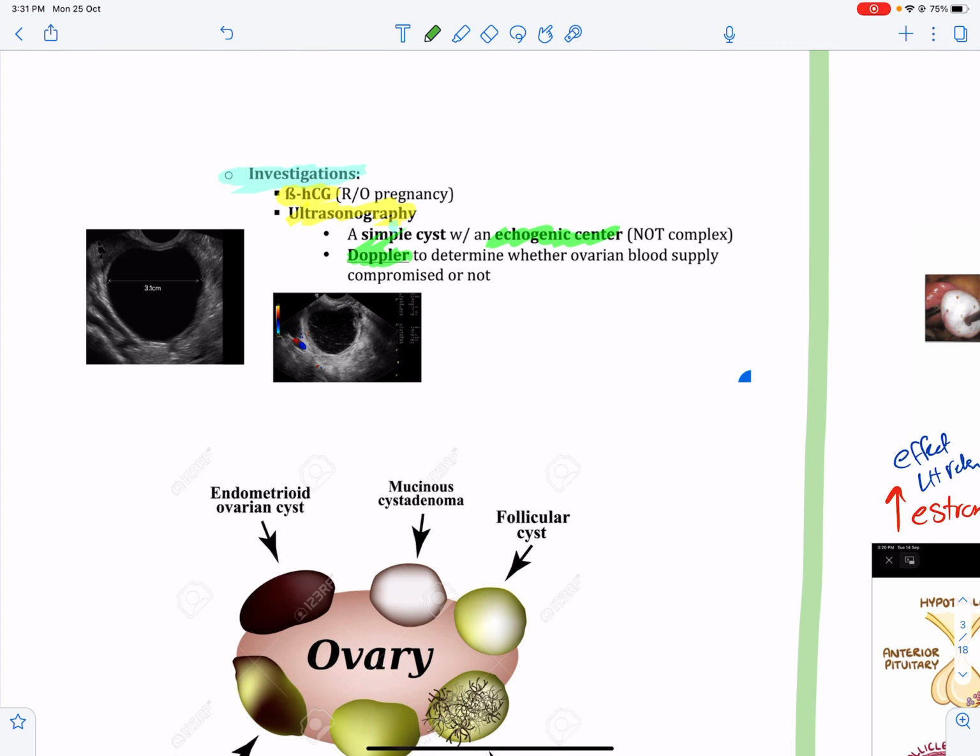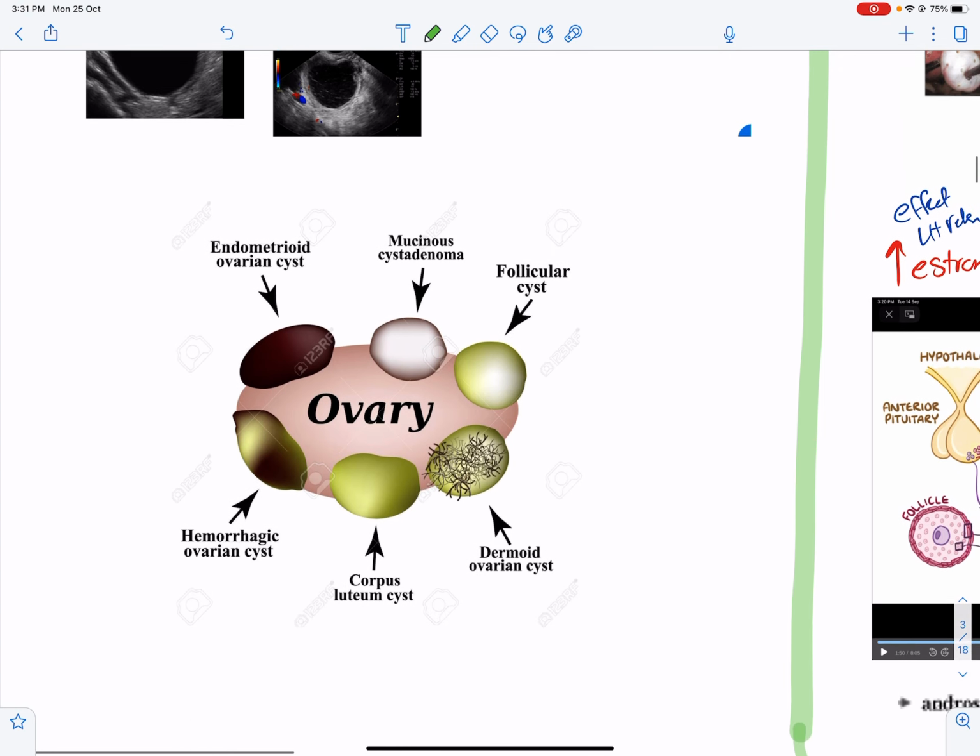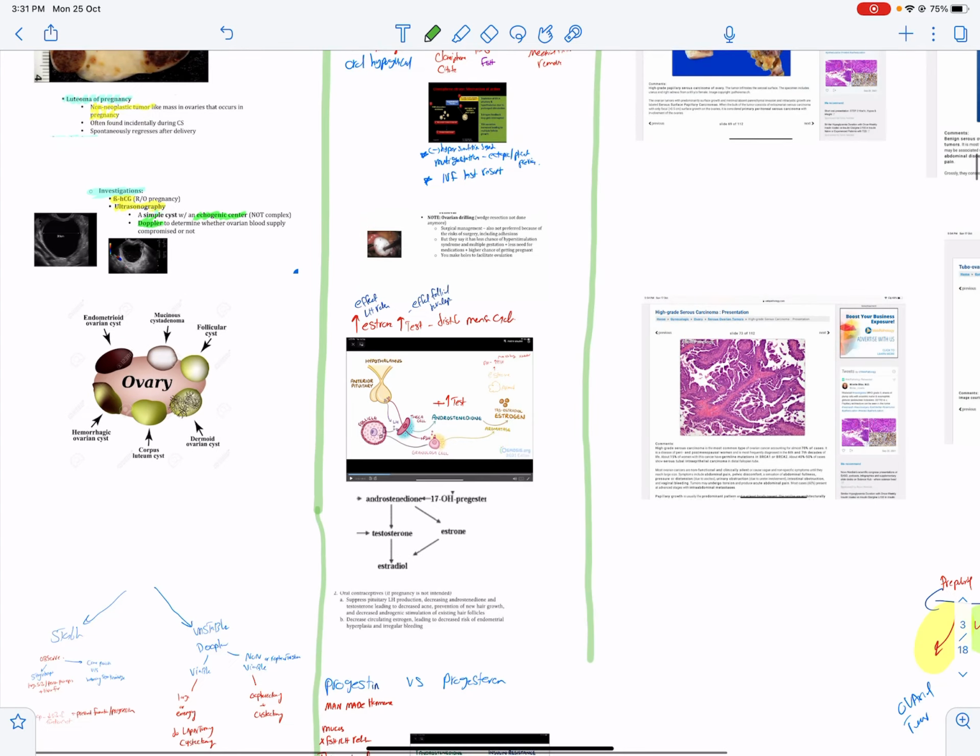How you can investigate, of course, you want to rule out, because you have a mass, you want to rule out ectopic and all of these things, so you do beta HCG, then you will do ultrasound, and you want to see the Doppler, because you want to see if the ovarian blood supply is good or not. So this is all about the benign tumor.